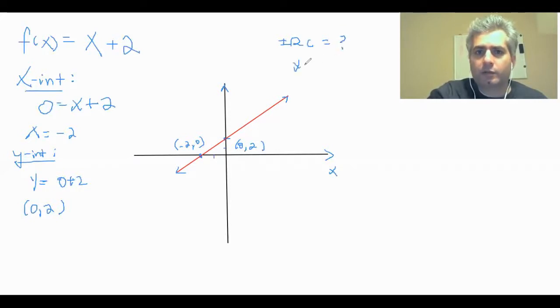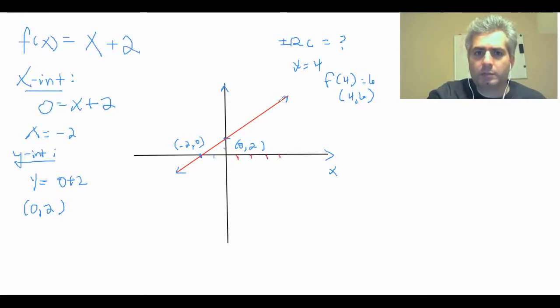When x equals 4, let's find f of 4 according to the function. So f of 4 would equal 4 plus 2, which is 6. So our coordinate would be (4, 6) on our linear function. So we find (4, 6).